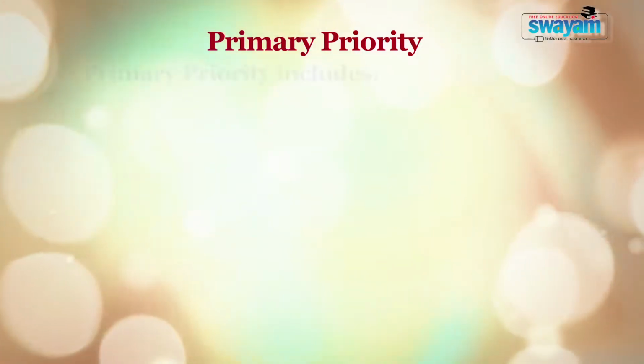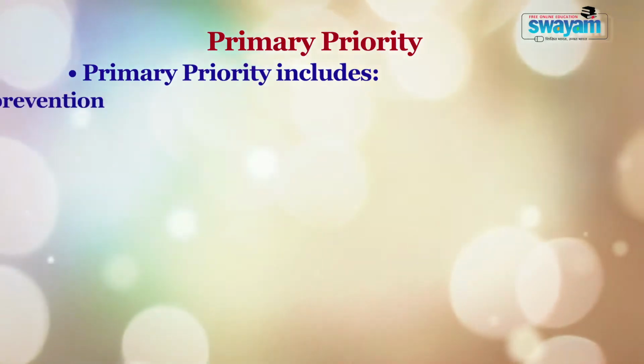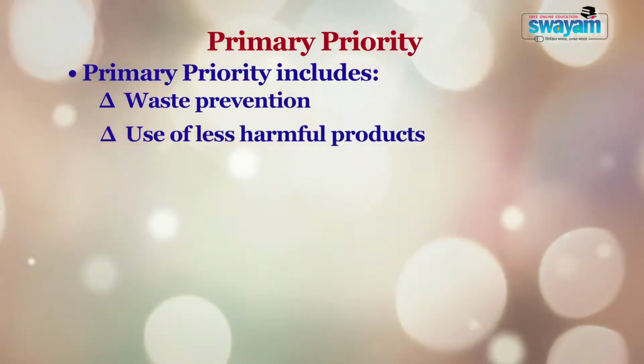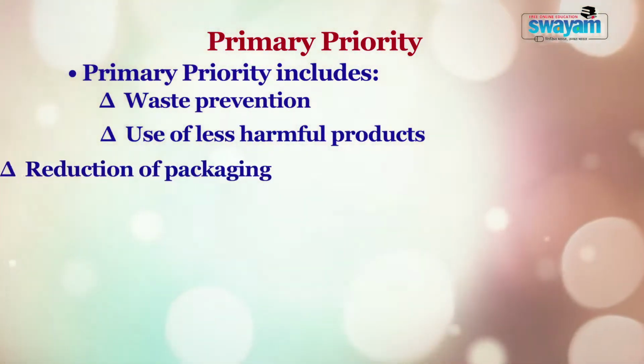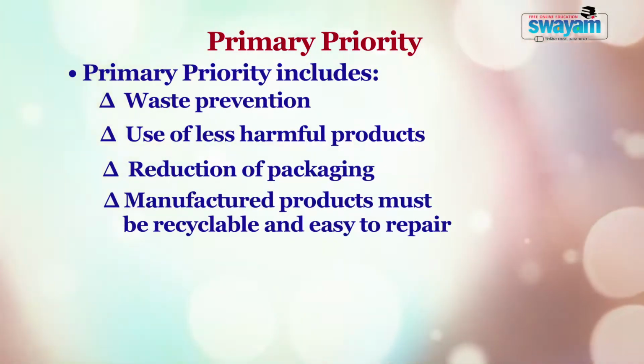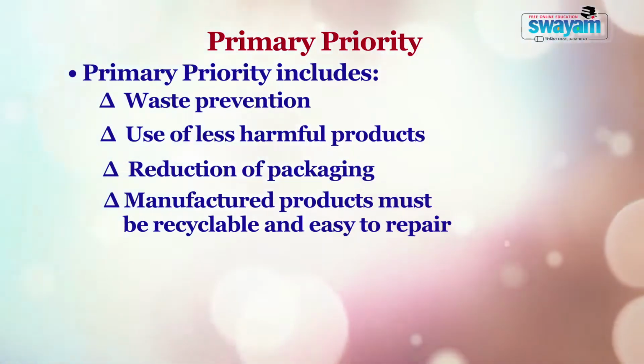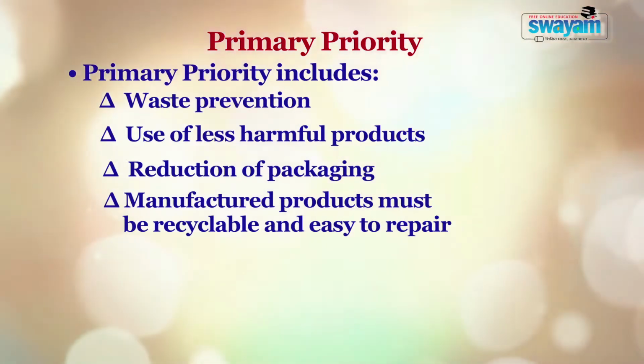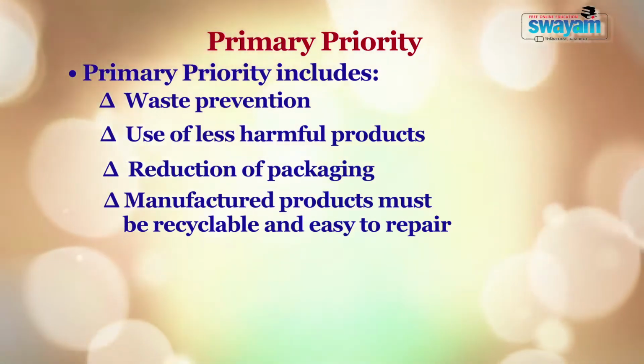First is the primary priority. What does the primary priority include? Mainly it includes prevention, use of less harmful products, reduction of packaging, and manufactured products that must be recyclable and easy to repair. So, all these parameters are included in the primary recycling priority.